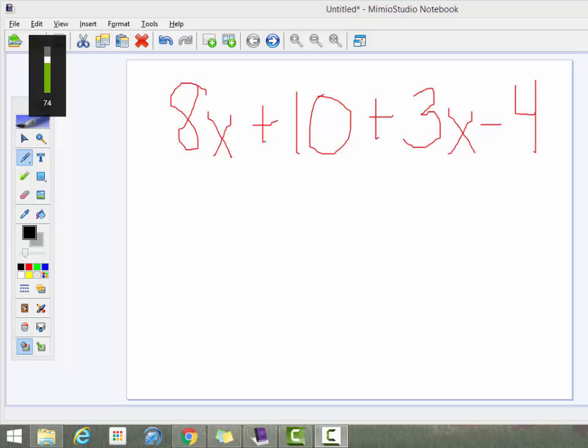Today we're going to be working with Chapter 8 on combining like terms. So this first problem has four terms: 8x, 10, 3x, and 4. In order to combine like terms, they have to have the same variable raised to the same exponent.